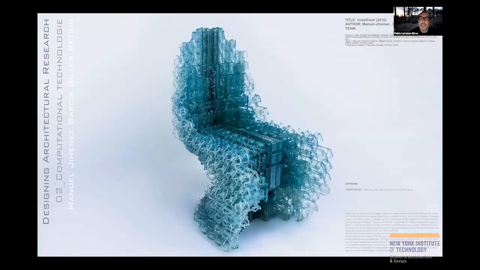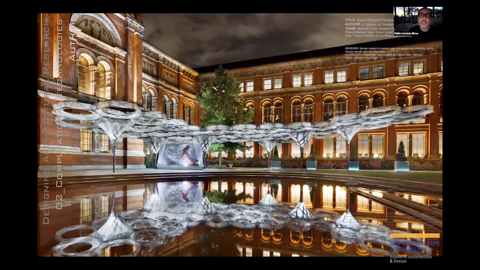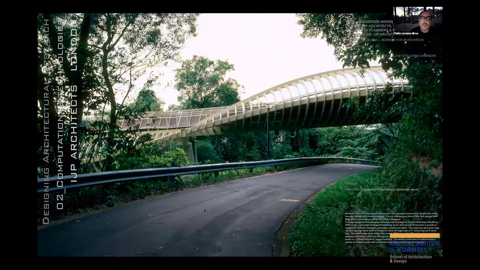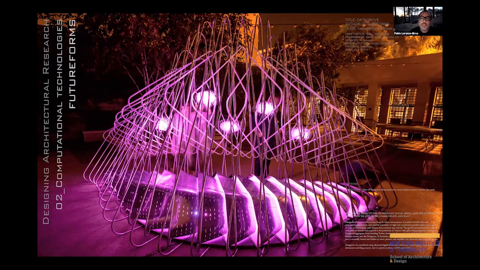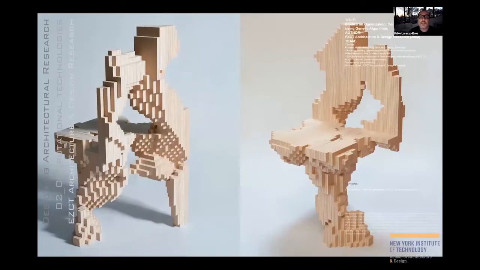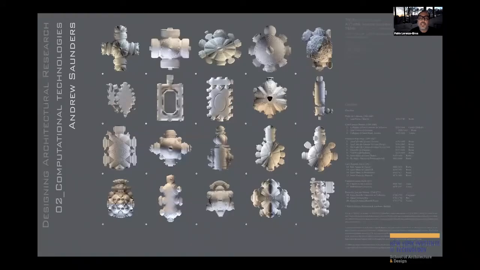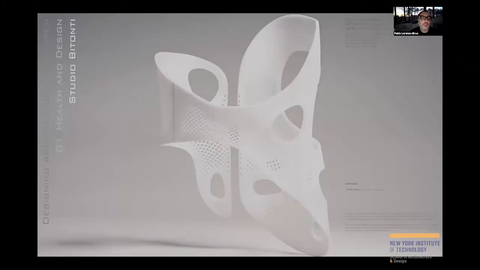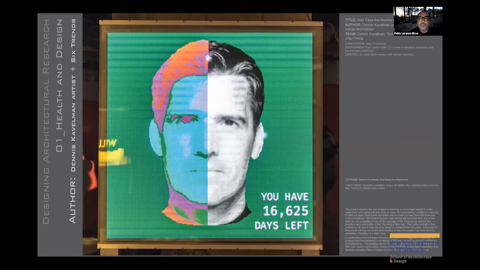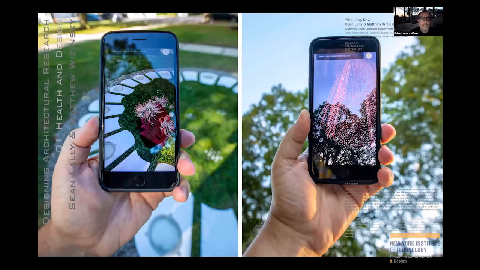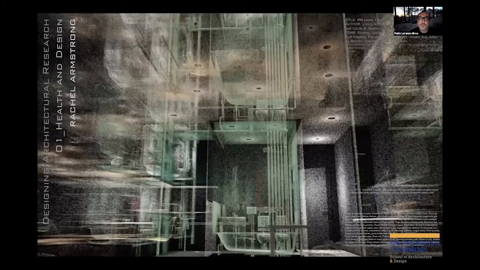From how reality is measured and validated to automation and computational thinking, the series aims at questioning the possibilities for disciplinary action. Today's event theme is: what are the possibilities for a critical computation? And the title, Designing Architectural Research, is related to an exhibition which we are seeing some images of now at our School of Architecture and Design at the New York Institute of Technology.